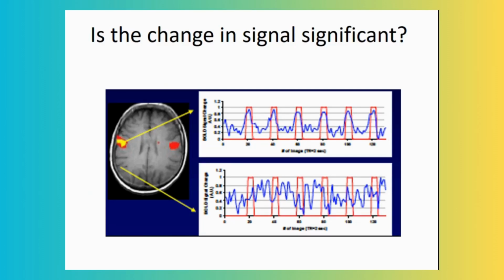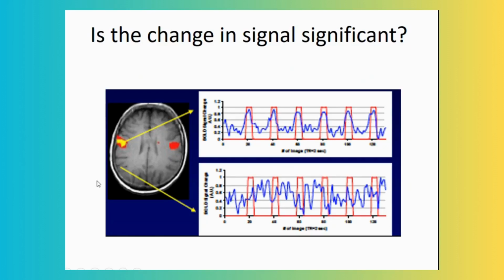So when the task was given, this is the red area. You see there is an increased signal in that particular area, the motor cortex area. Again, the task was given and there is an increase in signal. Task was given, there is an increase in signal. So you have to see this coupling: when the task is given, there is an increased signal in that area.